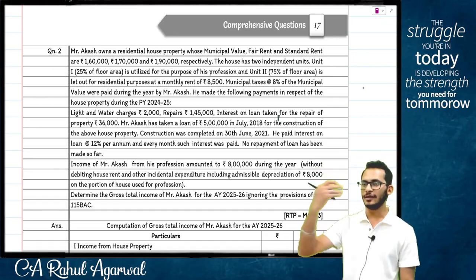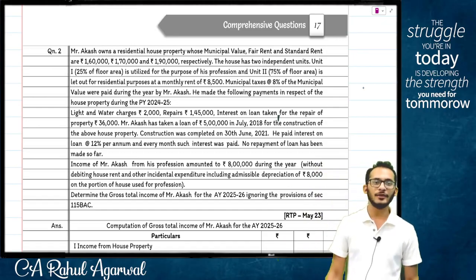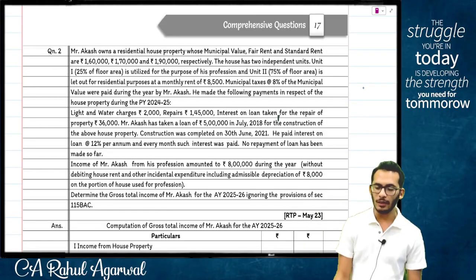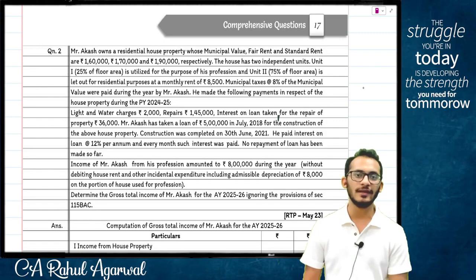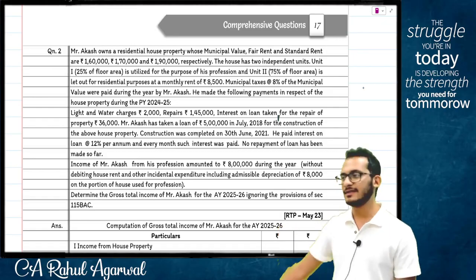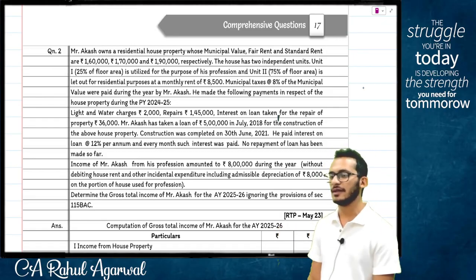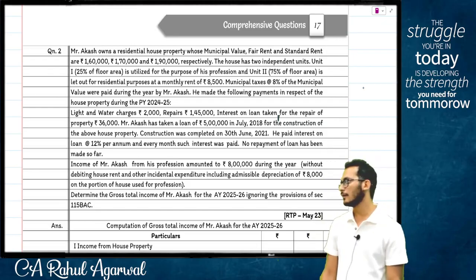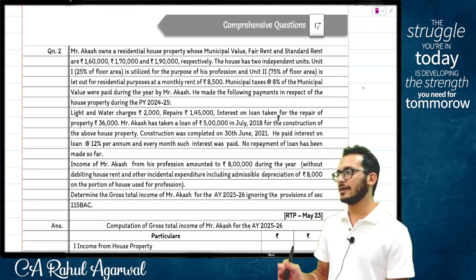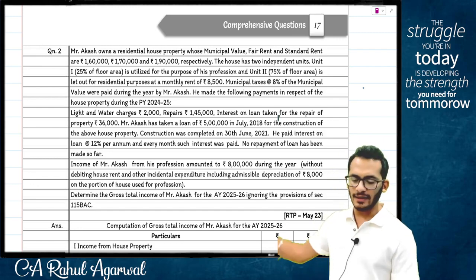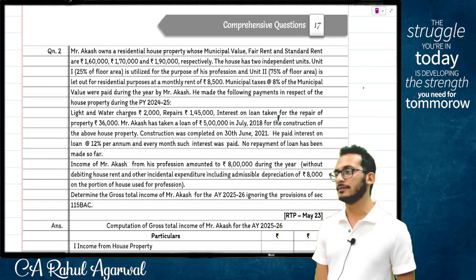So everything relating to unit 1 is ignored. You will take unit 2 alone. In unit 2, 75% of the area you let out for residential rent of 8,500. People, 1,70,000 you took. 1,70,000 into 75% will give you 127,500 is your expected rent.